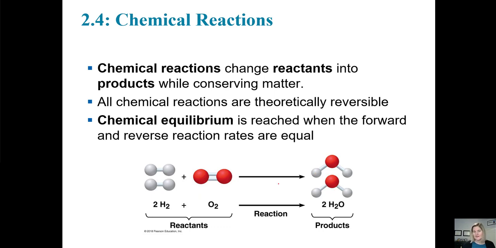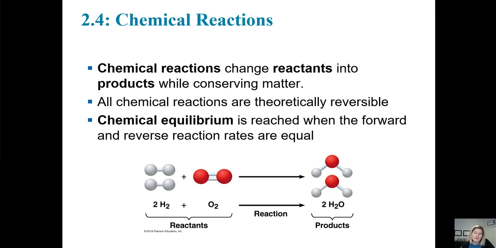In this case, we have two hydrogen gas molecules. Here's one, here's another one, and then we have an oxygen gas molecule. These three molecules are going to be interacting with each other, and they end up forming two water molecules in the process. So we now have 2 water molecules being produced from this reaction.